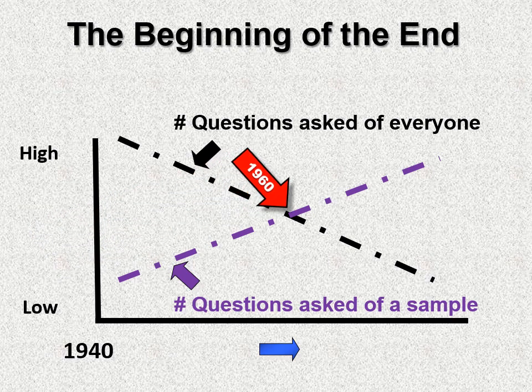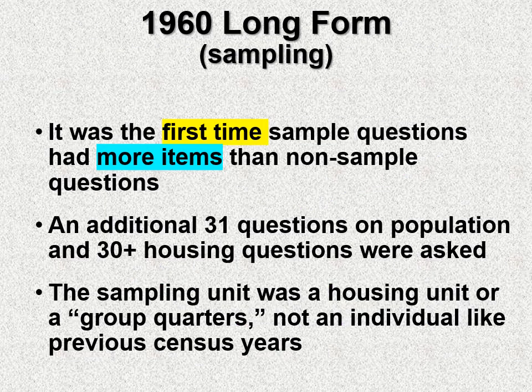Well, it turns out we're way up there. That's a real surprise, how fast the Census Bureau went to sampling. And we find out that this was the first time, the 1960 long form, the sampling form, that the sample questions had more items than non-sample questions. So there's an additional 31 questions on population, and 30-plus housing questions were asked, the plus because it depended on whether you were in large cities or not.